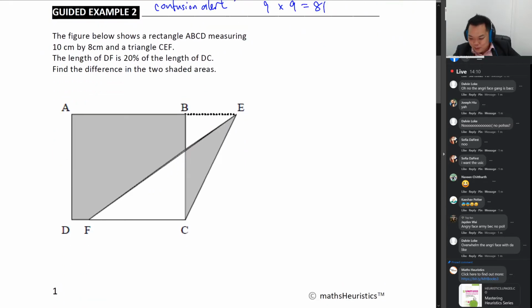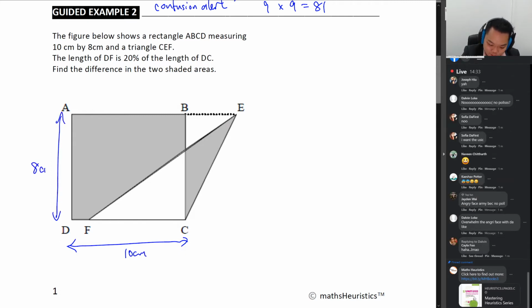Okay, next one, number 2. The figure below shows a rectangle ABCD measuring 10 cm by 8 cm and a triangle CEF. So this one is your 10 cm here. This one is 8 cm here. The length of DF is 20% the length of DC.